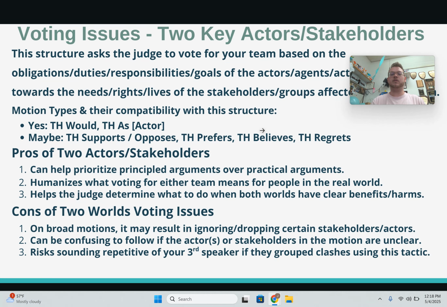It's also good because it helps the judge know what to do when both worlds have good things and bad things about them. This tells you, okay, well, what do we care more about in each world? Do we care about the people taking the action and what they're supposed to do, or do we care about who it's going to affect more? The disadvantages of this are that on broad motions, it probably means that you're going to drop certain stakeholders and actors in favor of others. It can be really confusing to follow if the actors or stakeholders are unclear, and it risks sounding repetitive if your third speaker based their three clashes on three different stakeholders, which is a really common way of determining what your three questions should be.